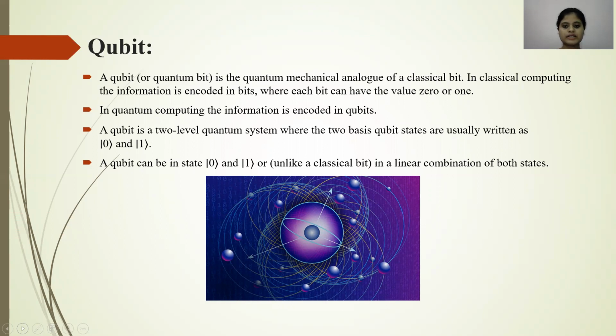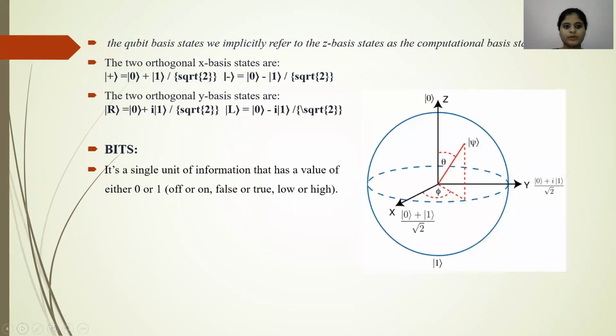The two orthogonal Z basis states of a qubit are defined by 0 and 1. For the qubit basis states, we implicitly refer to the Z basis states as the computational basis states. The two orthogonal X basis states and the two orthogonal Y basis states are also defined. Let us have a look at the diagram.